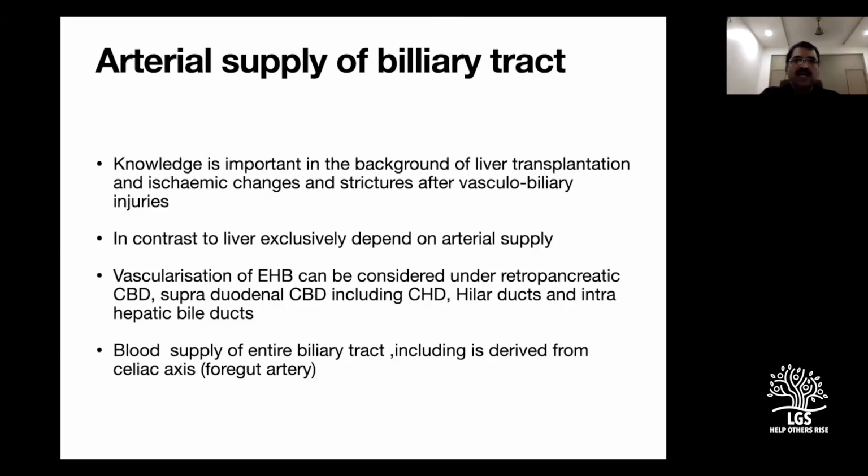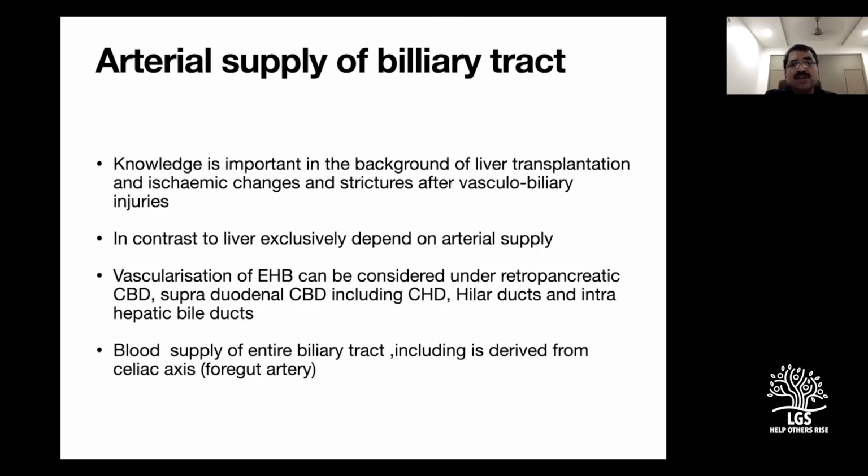So the knowledge of arterial supply is very important in the background of liver transplantation and vasculobiliary injury, to assess or to predict the development of ischemic strictures. In contrast to the liver, the biliary tract is almost exclusively supplied by arteries. There is no supply like a portal vein supplying the artery. This was the original teaching, and there are some differences in the current status of biliary tract supply.